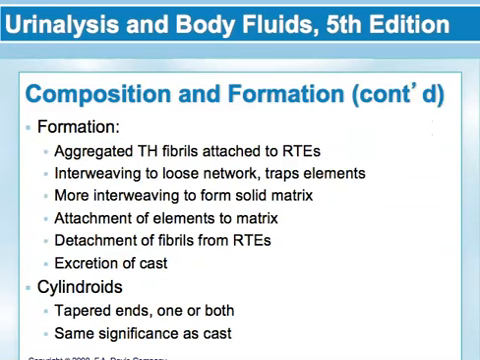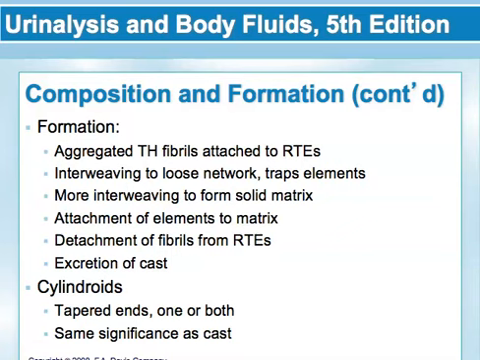Formation of the cast occurs when Tamm-Horsfall accumulates and attaches to the renal tubular epithelials. The protein begins to interweave and forms that matrix. It traps elements at the same time. The cast detaches from the RTE and then the cast is excreted. The width of the cast depends on the size of the tubule that it is formed in and also by the materials present in the filtrate at the time of formation and the amount of time that it was allowed to remain in the tubule during formation.